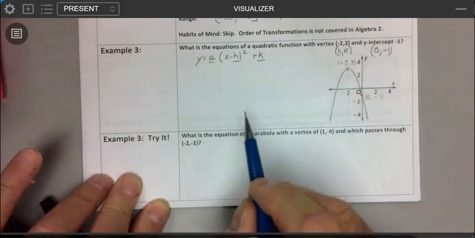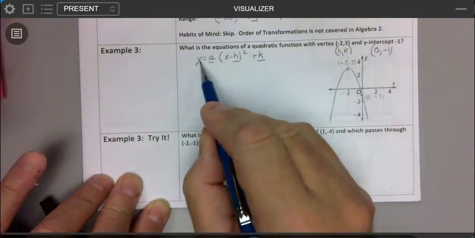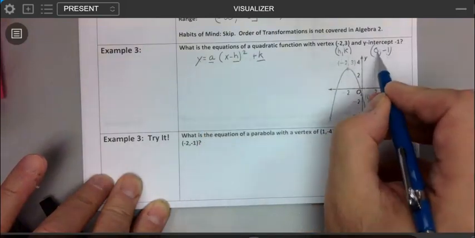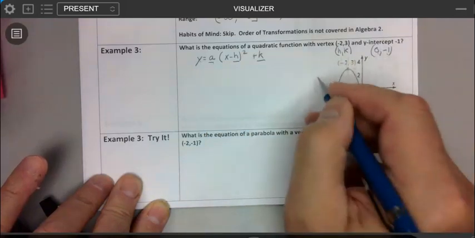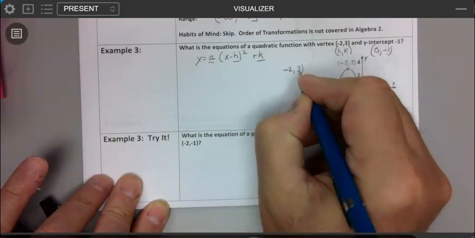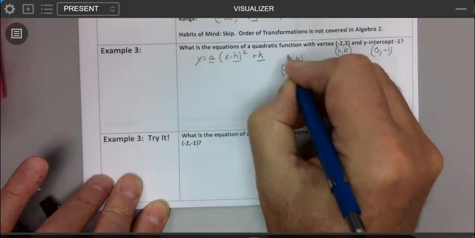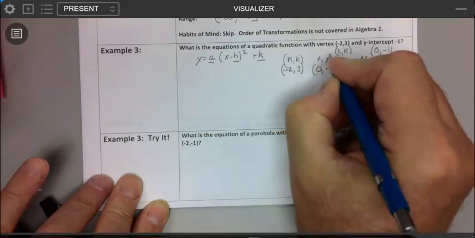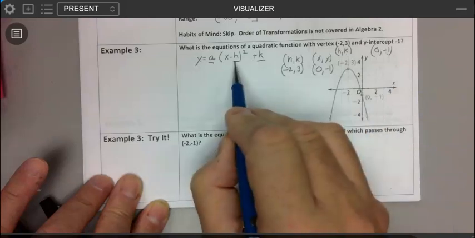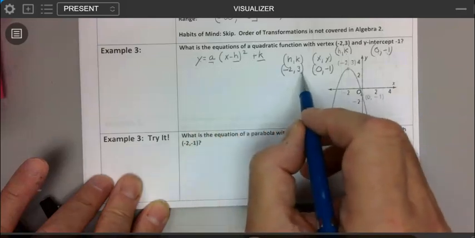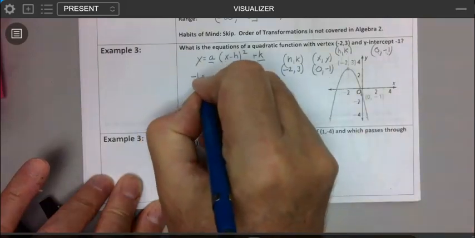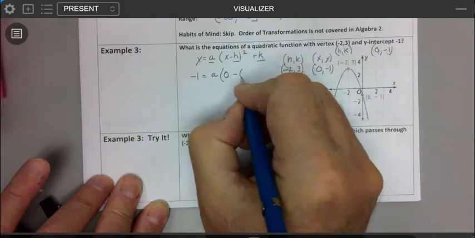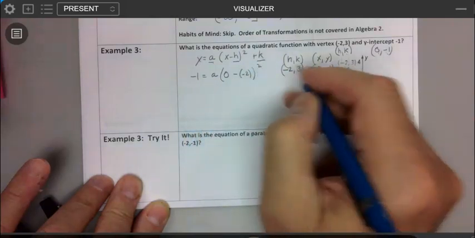So what we do is we plug in for our y, which in this case would be -1. A is what we're trying to find. That's what we don't know. X is 0. And what I like to do is, here's our h comma k, I like to write it like this, h, k, and then the point on the parabola, which was the y-intercept, is 0, -1. I like to write above it x comma y. So I'm going to plug those four variables into this equation, and solve for a. So y is -1. A is my unknown. X is 0 minus a -2, squared, plus k, which is 3.